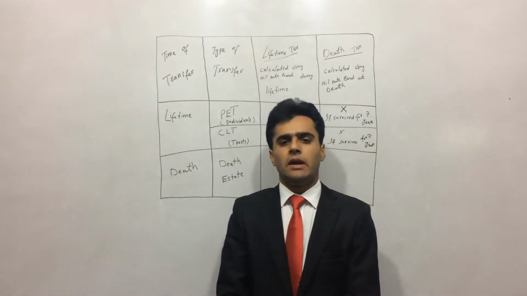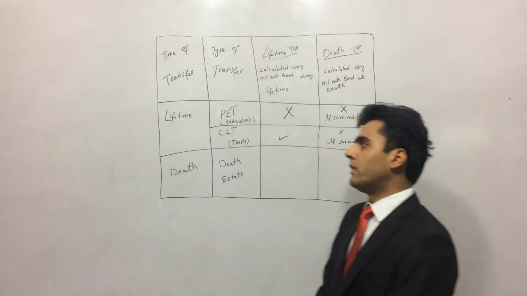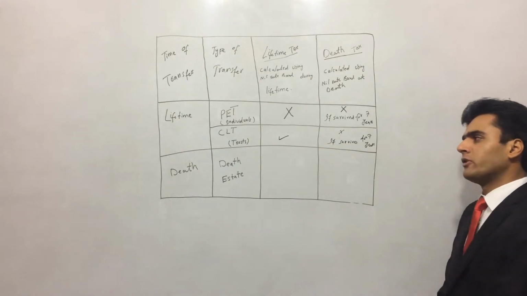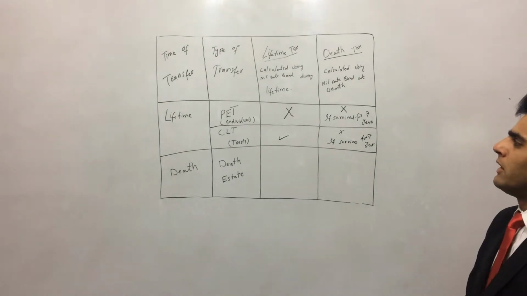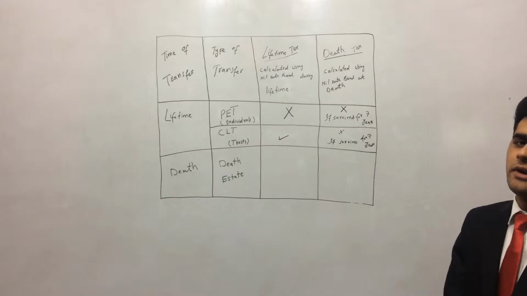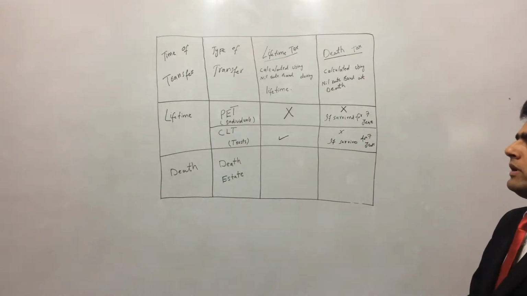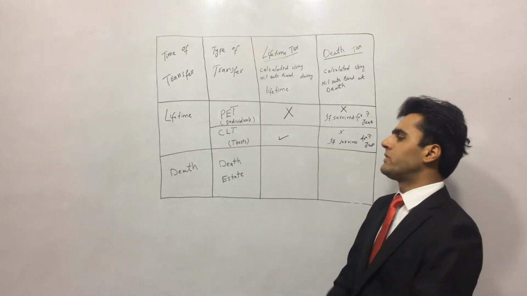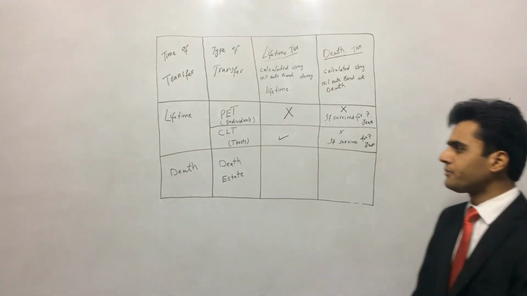Hello and welcome. As you can see on the table, which we have seen in the previous lectures, in this table I told you how many occasions there are. There are two types of occasions. One is lifetime occasion, when we have to pay tax. Another one is death time occasions.